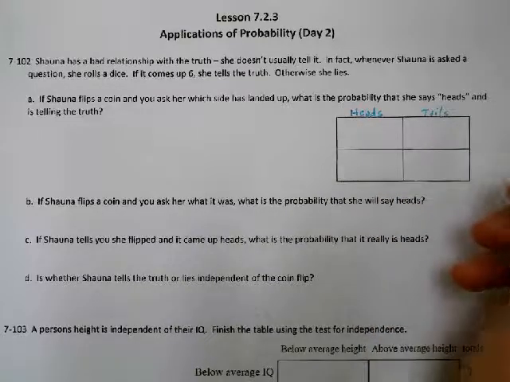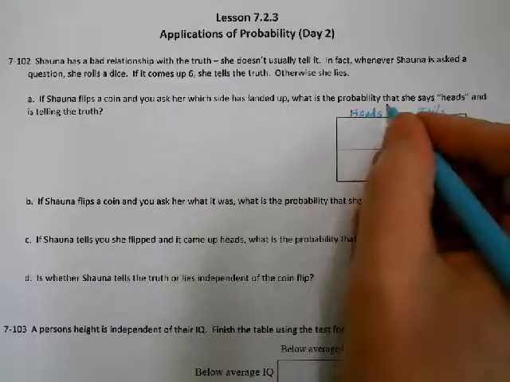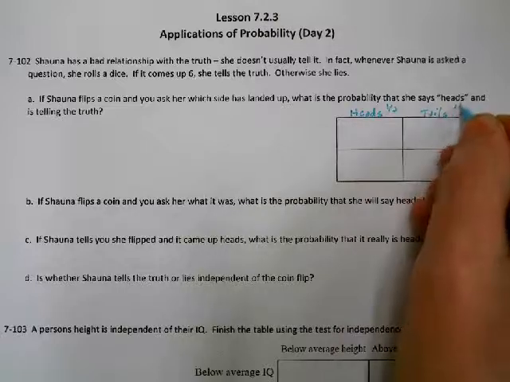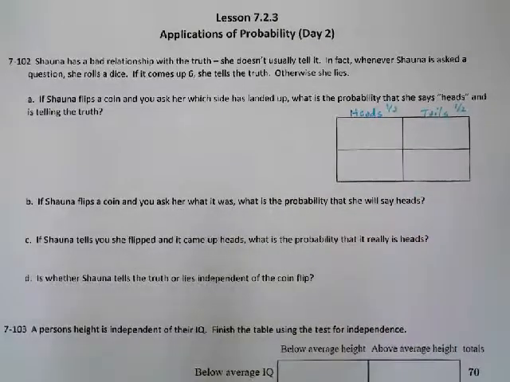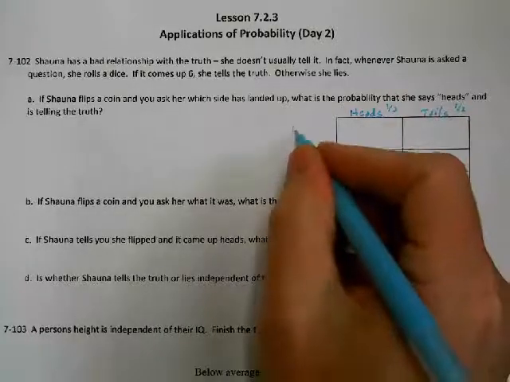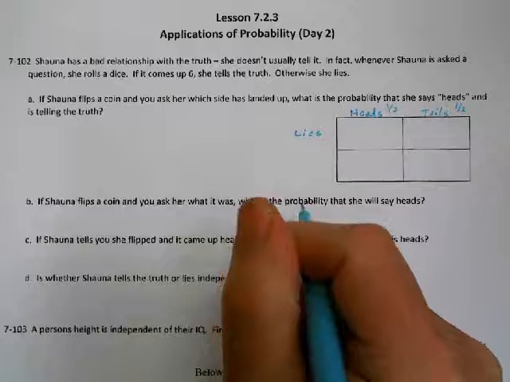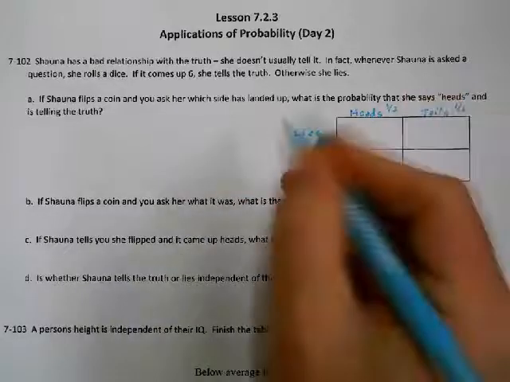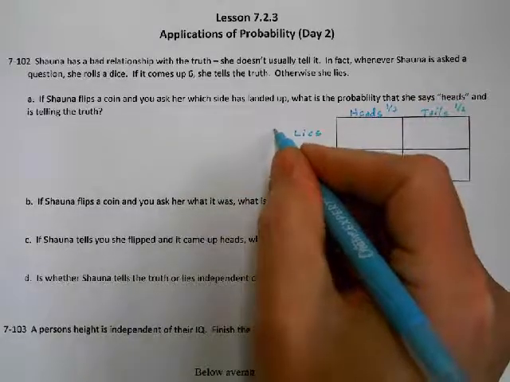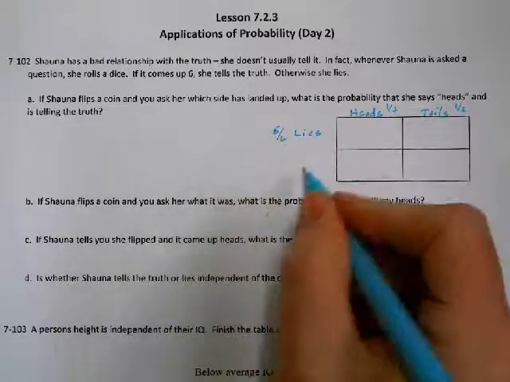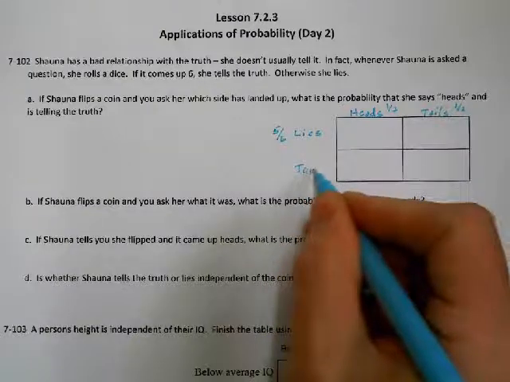Both of these outcomes are a 50-50 chance, so it's 1 out of 2 for heads and 1 out of 2 for tails. Whether or not she tells you it's heads or tails is dependent on whether she's going to lie or not. She rolls a die, and she lies 5 out of the 6 times. So on 1 through 5, she's going to lie, and only on a 6, she's going to tell the truth.